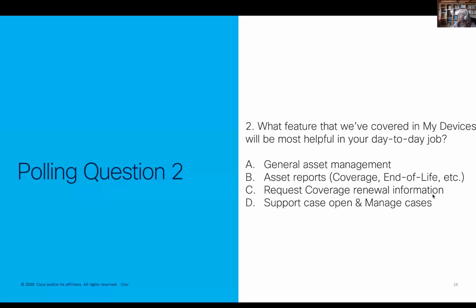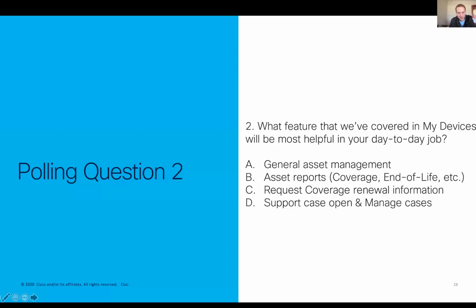Yeah, so it looks like roughly 30% said general asset management. About 40% said the asset report, so we'll spend a little bit of time there. Requesting coverage renewal information, about 8%, so we won't spend as much time there. And then 20% around support cases, opening, and whatnot. So it sounds like a little bit more on the asset management piece.